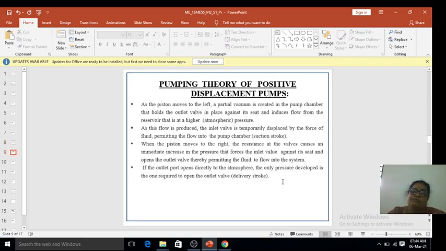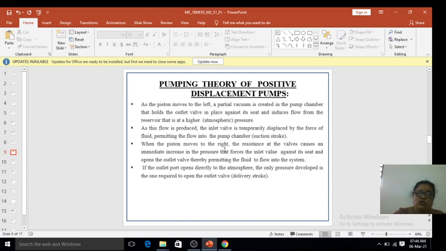In the case of the pumping theory of positive displacement pumps, as the piston moves to the left, as I told, that is from rod end, a partial vacuum is created in the pump chamber that holds the outlet valve in place against its seat and induces flow from the reservoir at a higher level. At the same time the flow is produced, the inlet valve is temporarily displaced by the force of fluid, permitting the flow into the pumping chamber, that is the suction stroke.